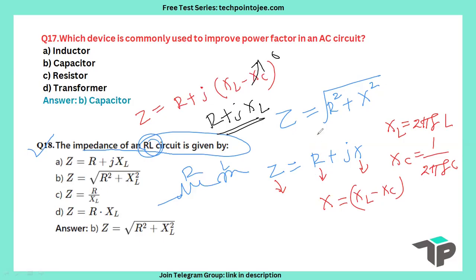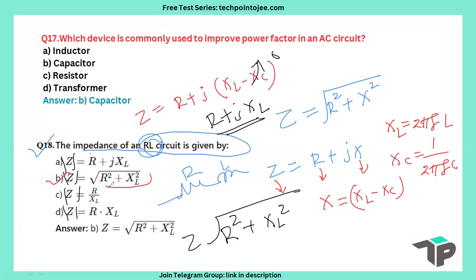So the actual answer is the square root of the real part square plus the imaginary part square. So modulus Z, the impedance, equal to square root of R square plus XL square. Option number B is the correct answer. Option A is also correct in terms of complex form. But generally, we do not write the complex form. So that's why option number B is correct here.